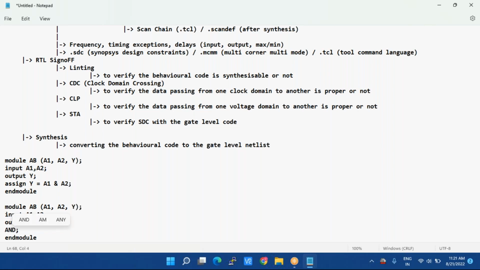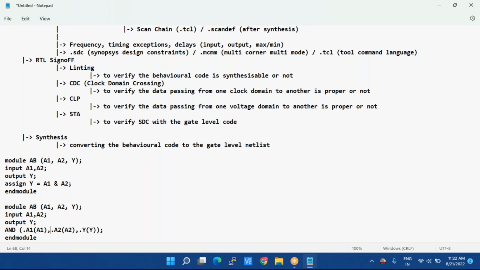You will be directly defining an AND gate with A1, A2, Y. So .A1 of A1, .A2 of A2, .Y of Y.